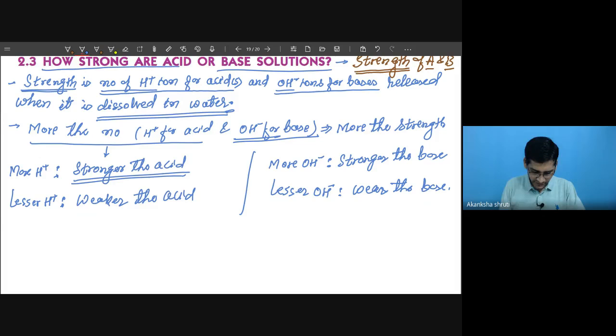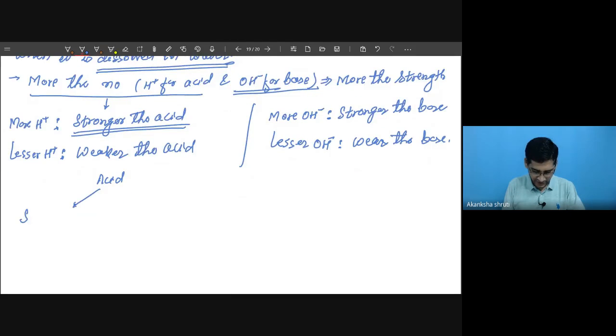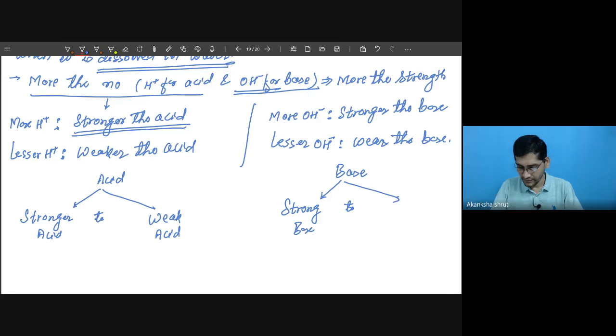So more H plus. Therefore, these acids can be classified into two. One is called a strong acid, or even the strongest acid. The other, which varies down to a weak acid or weaker acid. Similarly, the base can be classified from the strong base to the weaker base.